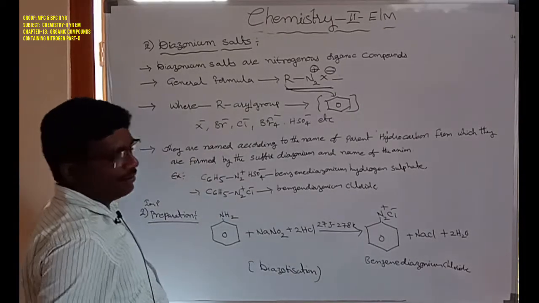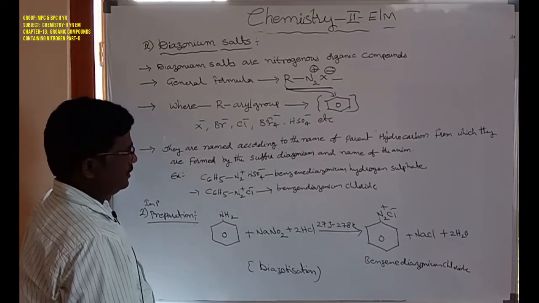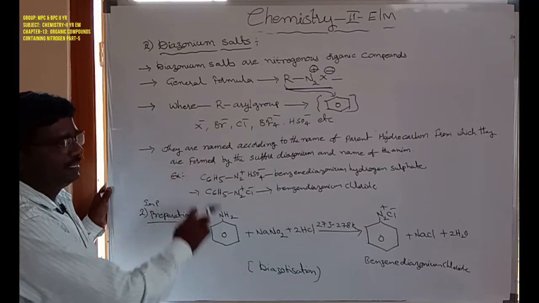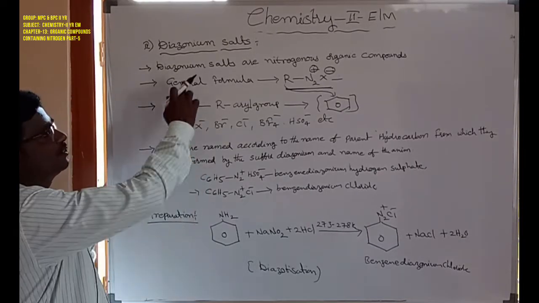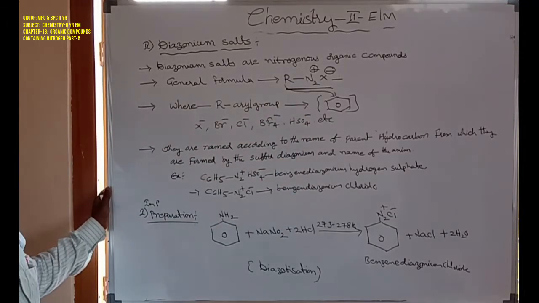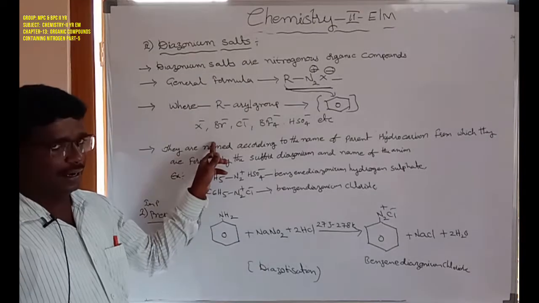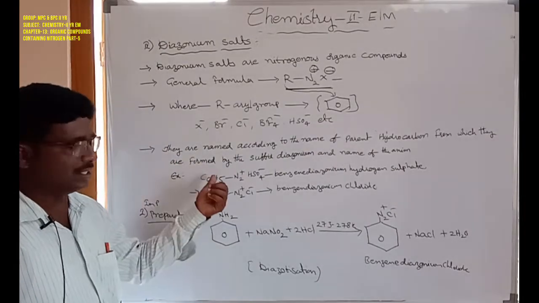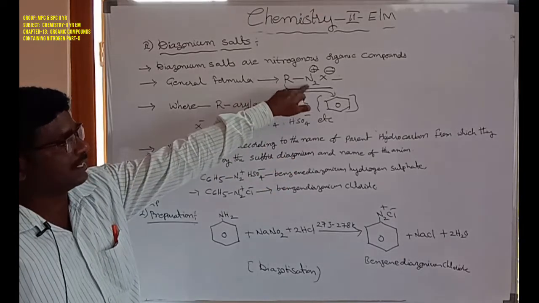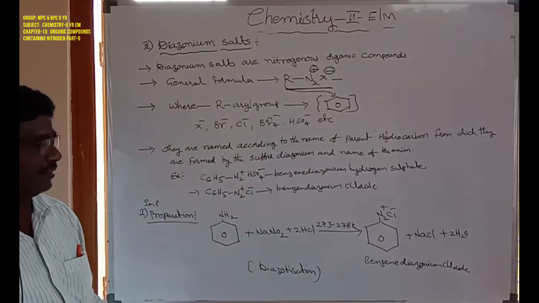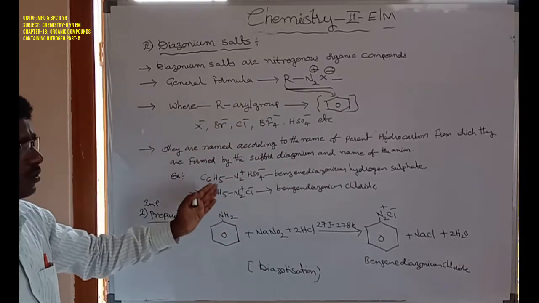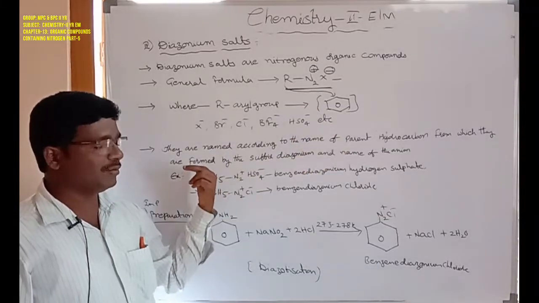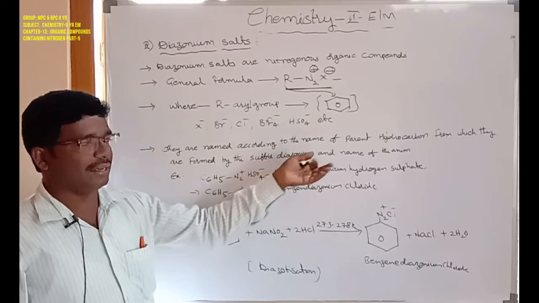They are named according to the name of the parent hydrocarbon from which they are formed, with the suffix diazonium and the name of the anion. N2+ is known as diazonium, followed by the name of the anion. That is the diazonium salt.